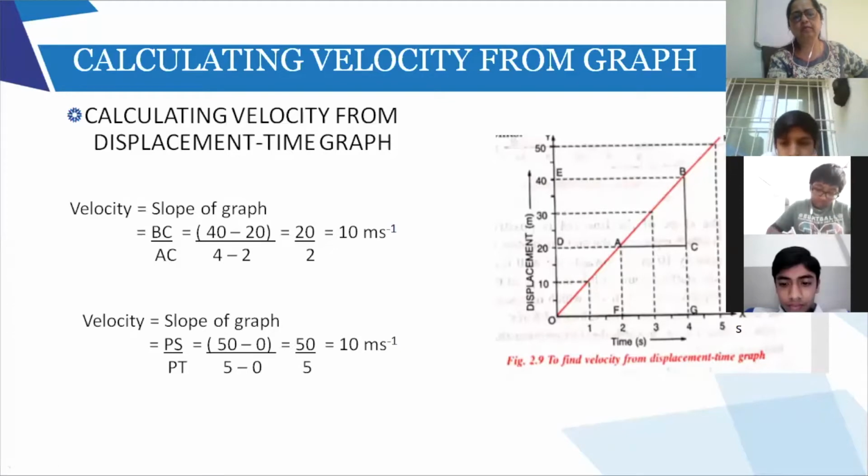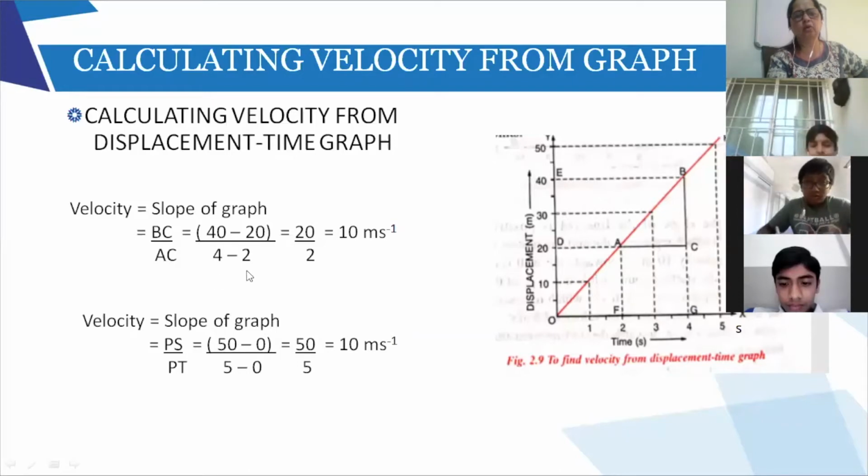Take any 2 points. First, go with each point to the y-axis. So from here, 40, from here, 20. So 40 minus 20, y2 minus y1. And then come down to the x-axis from point B, 4, and from point A, it is 2. You can see the line.